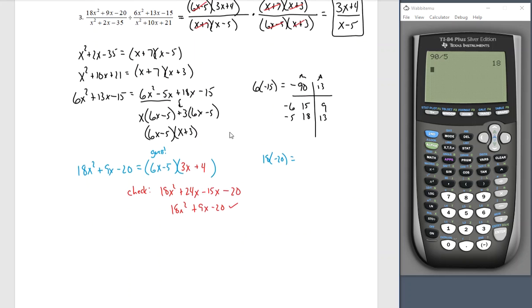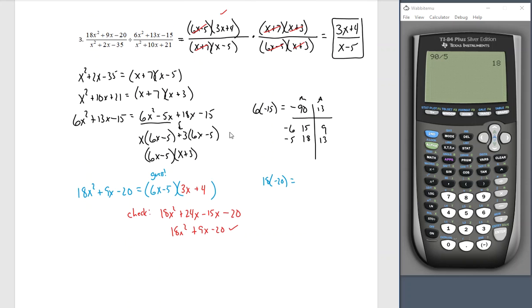Okay, that is it for multiplying and dividing rational expressions. It's just really one extra step on top of simplifying rational expressions. You've got this. Thanks for listening.